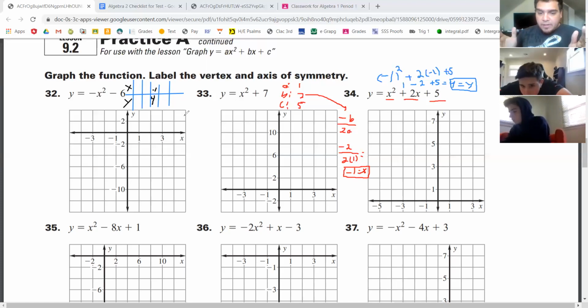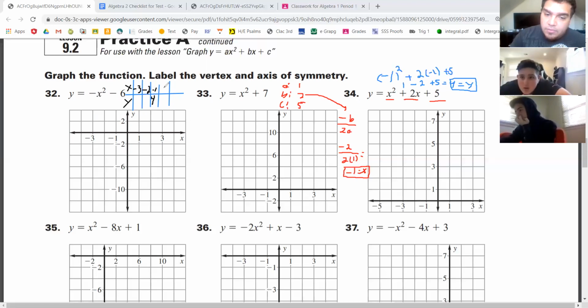Our domain depends on what our x of the vertex is. So we're going to go 2 smaller than -1, which is -2 and -3. Two smaller or 1 smaller? Well, we go 1 and then 2, right? And then the next one is 2 bigger, or 1 and then 2 bigger. So 0 and then a +1.